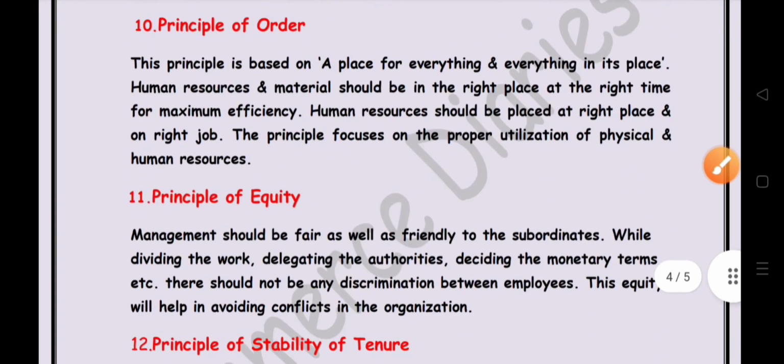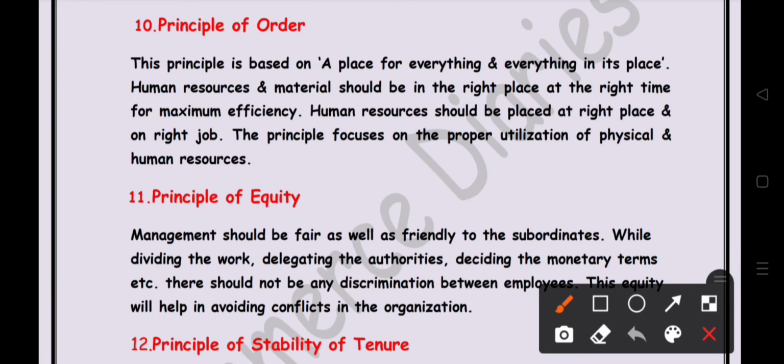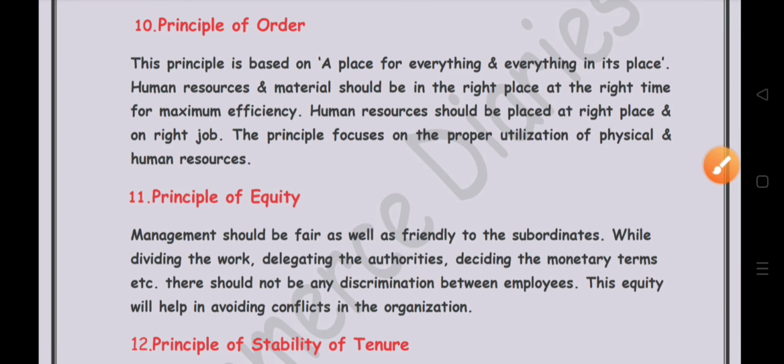Then next, the principle of order. This principle is based on a place for everything and everything in its place. Human resources and materials should be in the right place at the right time. The principle of order means the resources should be used at a proper time, at a proper place, and in the right situation. For maximum efficiency, the human resource should be placed at the right place in the right job. The principle focuses on the proper utilization of physical and human resources.